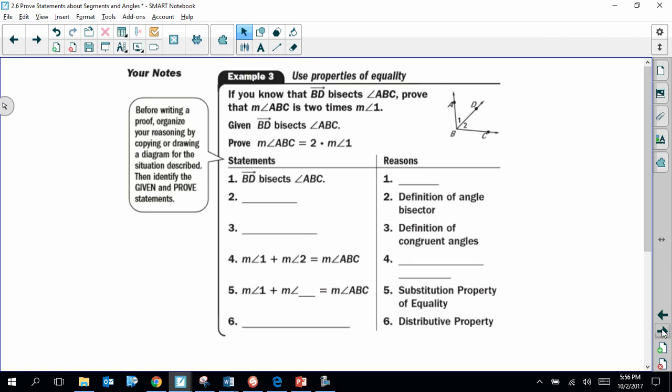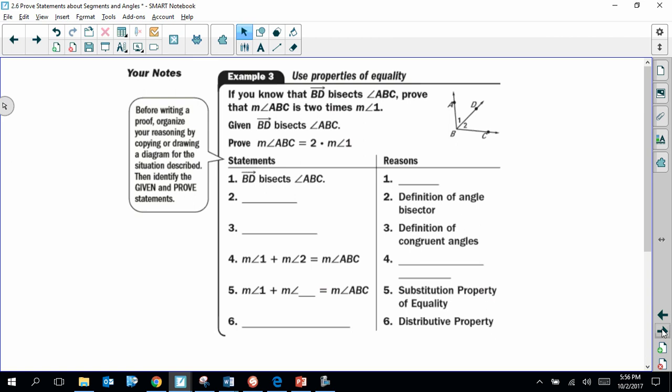So here we are just moving on with a little bit more practice with some two-column proofs. Here we're using properties of equality to show something is going to equal something else. The statement that we're given says that ray BD is going to bisect angle ABC, and we want to prove that the measurement of angle ABC is equal to 2 times the measurement of angle 1.